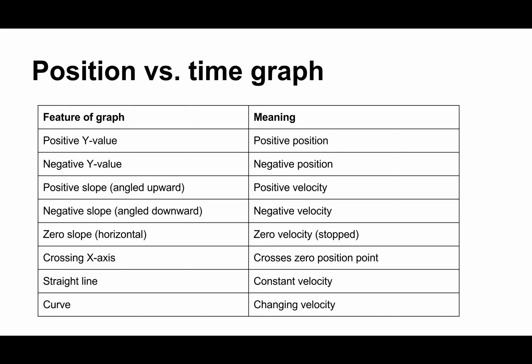If we have a straight line, straight lines have constant slope. So here slope means velocity, constant slope then means constant velocity. If it's a curve, we have a changing slope, that here would mean a changing velocity, either getting faster or getting slower.